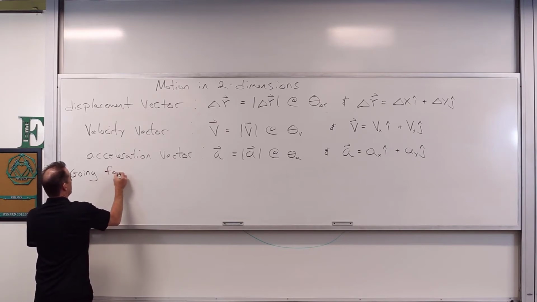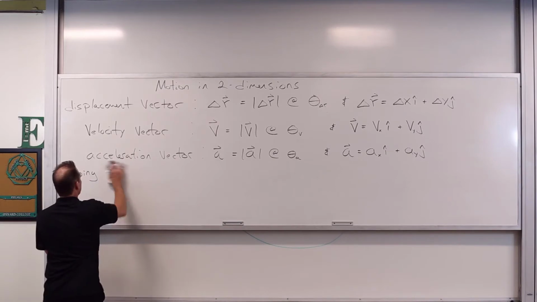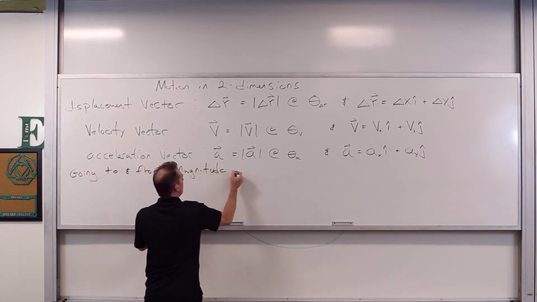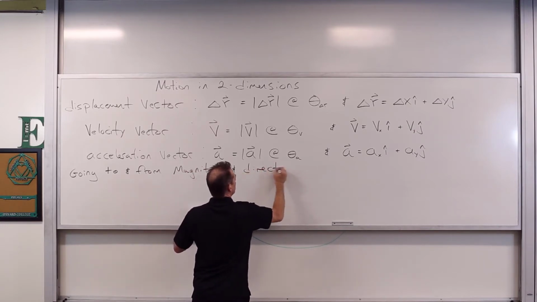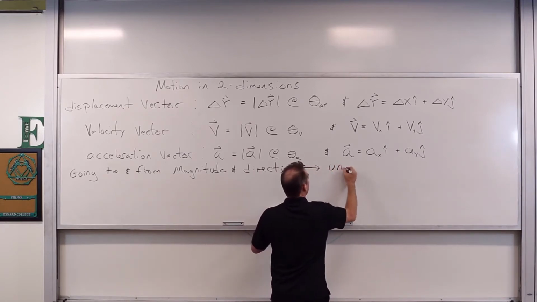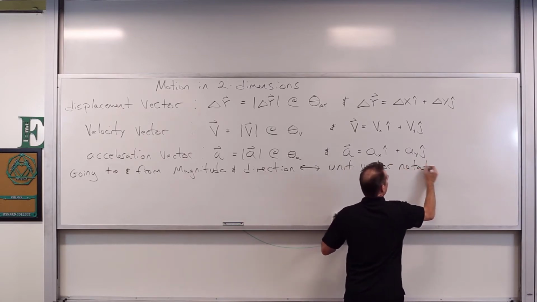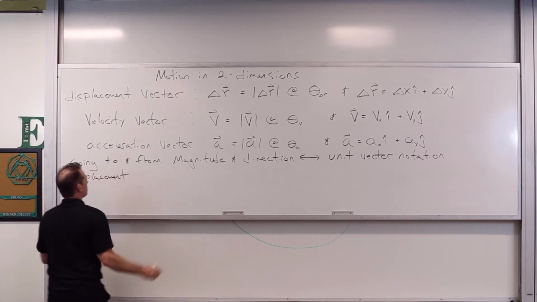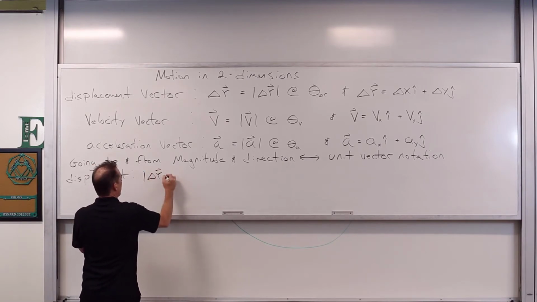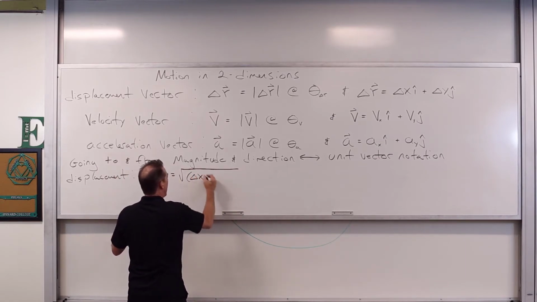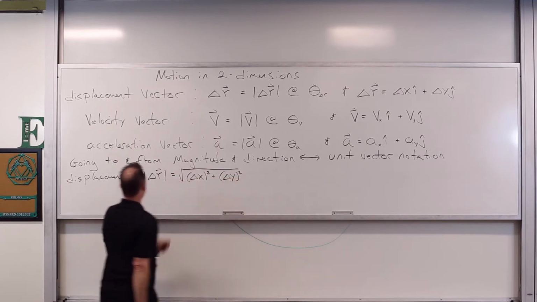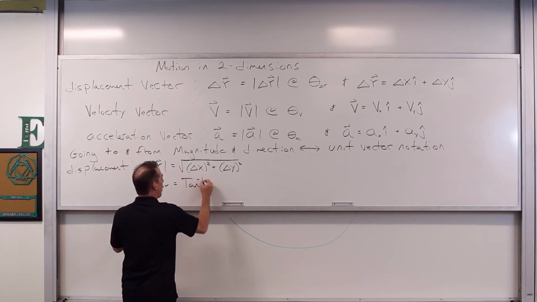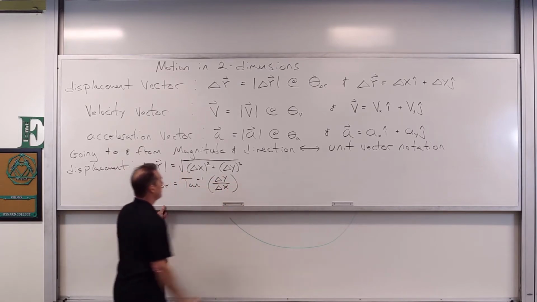So noting going to and from magnitude and direction, unit vector notation, just in general, for displacement, the magnitude of delta r hat is equal to the square root of delta x quantity squared plus delta y quantity squared. And theta sub delta r is gotten by taking the arctangent of the y component divided by the x component. That's good.